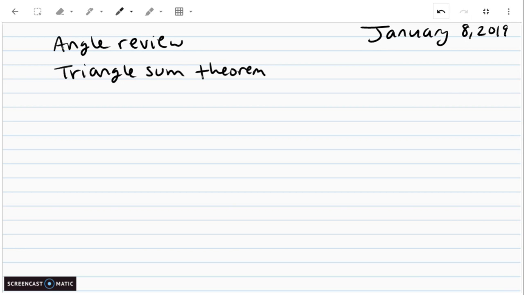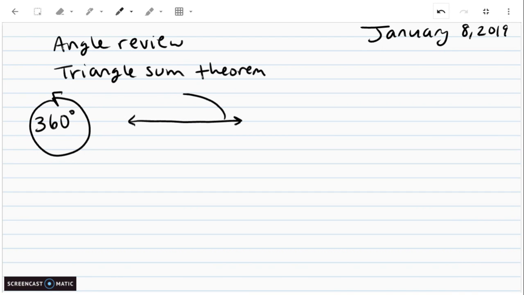is that if I have a circle and I go all the way around, that is 360 degrees. And if I have a line, and I'll pretend that's perfectly straight, and I go from one to the other, which is now half of a circle. It's half of 360, which is 180 degrees. And so this is called a straight angle. That's because it's a straight line and it's 180 degrees.